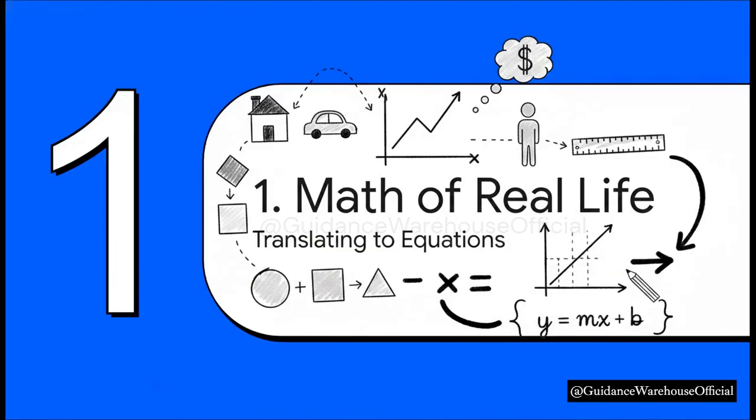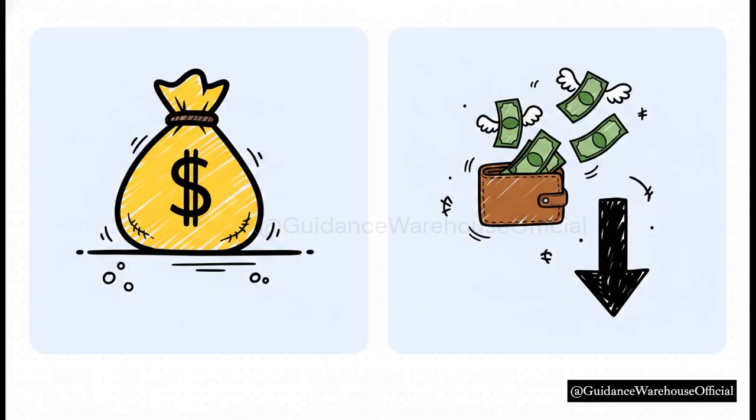Section 1. The math of real life, translating to equations. All right, let's dive right in and translate our everyday English into the language of mathematics. We are going to build what's called a linear model. Now, what's really cool is how simple this translation actually is. Every linear model requires just two key pieces of information.